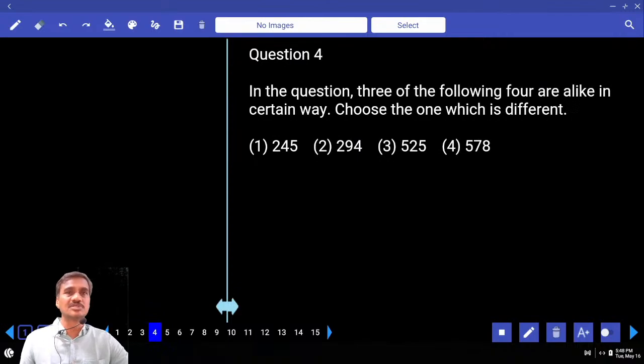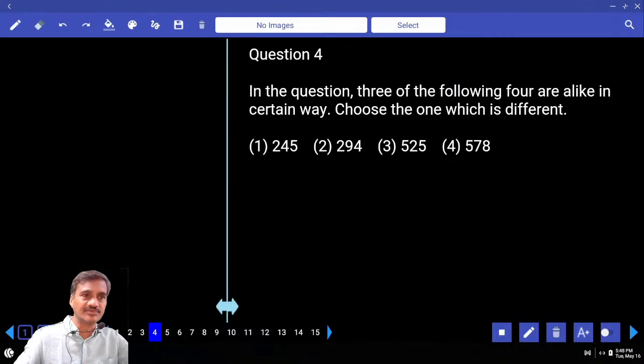Any answer to this one, question number 4? 578. Why is it 578?